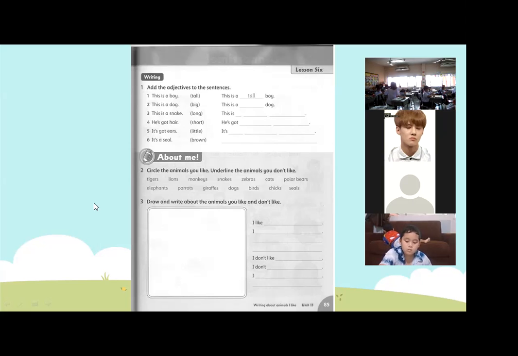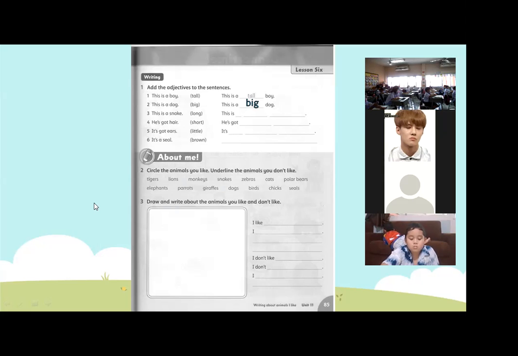Okay, number two, this is a dog. Big dog. Good, so we're going to say, this is a big dog. This is a big dog.